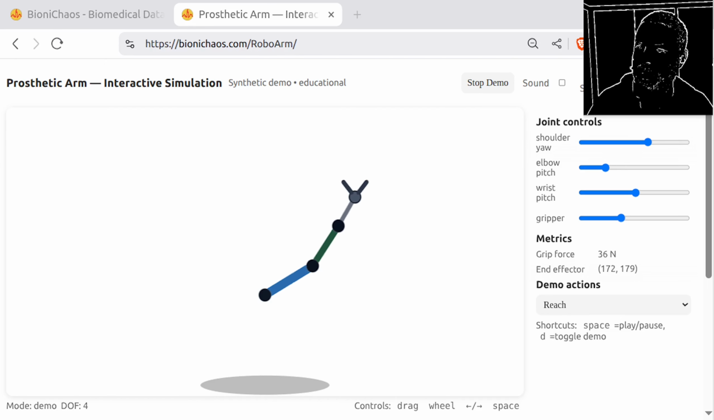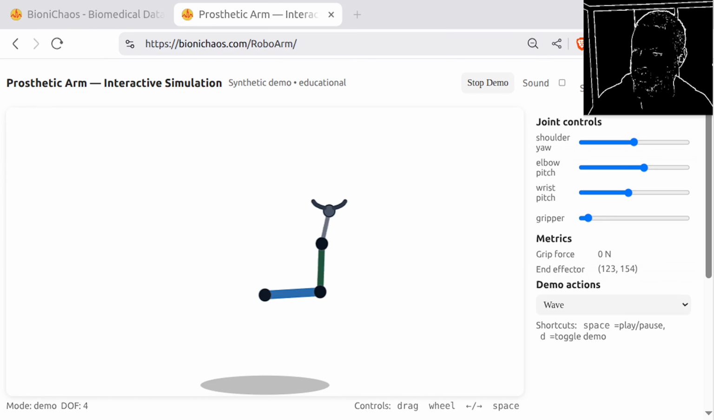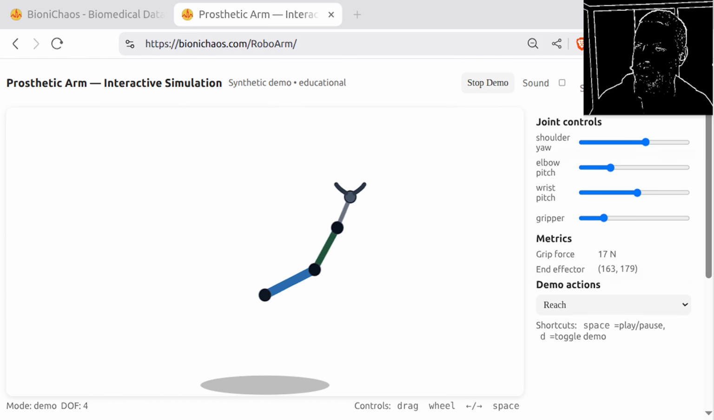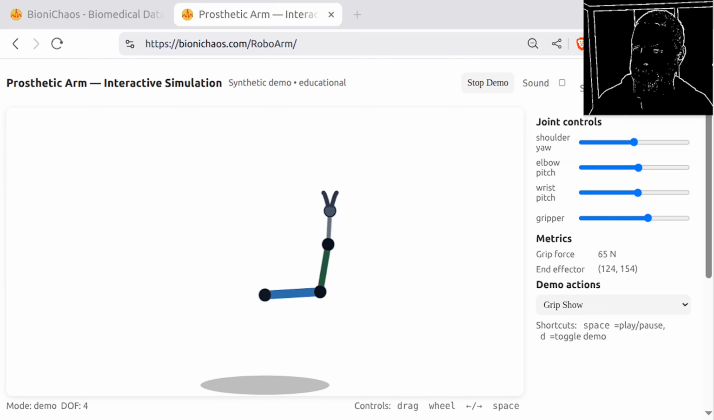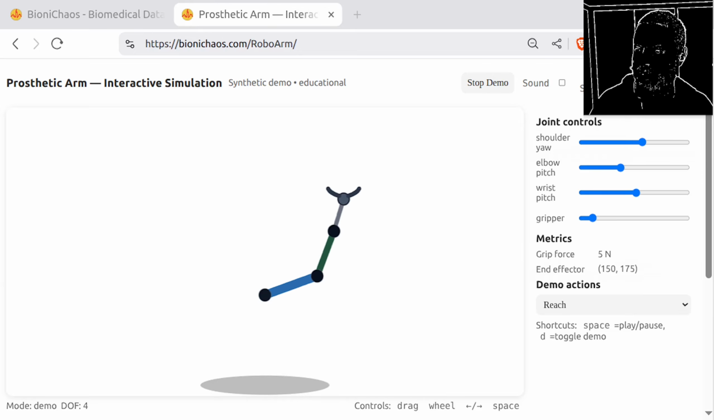That's a great question. Building on the current demo actions, you could add actions like pick up object, where the arm reaches for a specific point, grips, and lifts. Another one would be place object, which reverses that sequence. Maybe a trace path action, where the end effector follows a predefined shape, or even a more complex task like sort objects, requiring multiple pick-and-place movements.